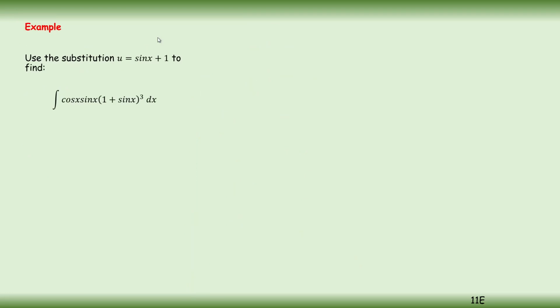Okay, in this example, we're going to use the substitution u equals sine x plus 1 to find the integral of cos x sine x, brackets 1 plus sine x to the power of 3, with respect to x. Now this example shows that sometimes we can use what's already in the integral to help us when we change the dx to du, but you'll see that as we work through it. So let's have a look at our substitution.